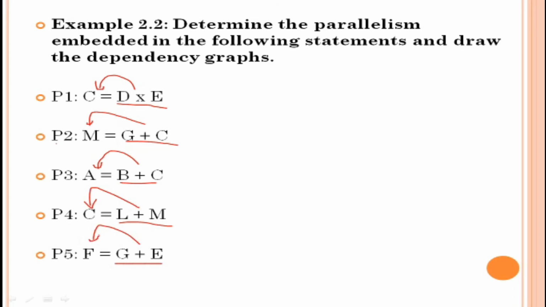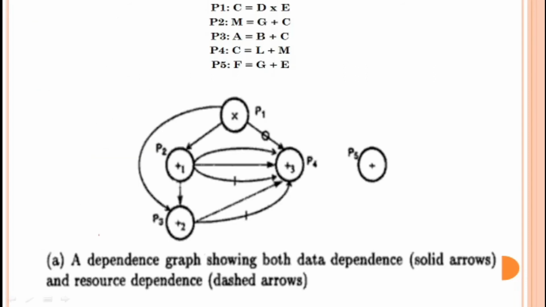Now we'll see the data dependency graph. As in this figure, this is the data dependency graph showing both data dependency and resource dependency. The data dependencies are shown as solid arrows, and the resource dependencies are shown as dashed arrows. I apologize for the poor quality of the image; kindly excuse the image quality of this presentation. So the dotted lines indicate the resource dependency, and the solid lines show the data dependency here.